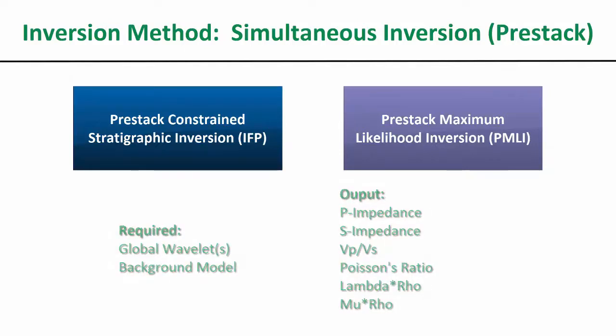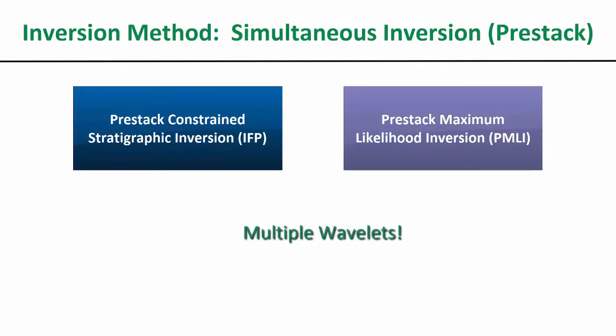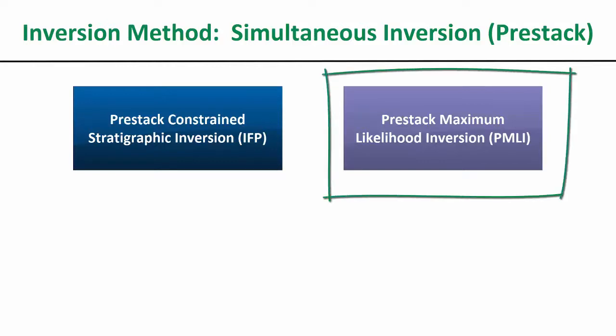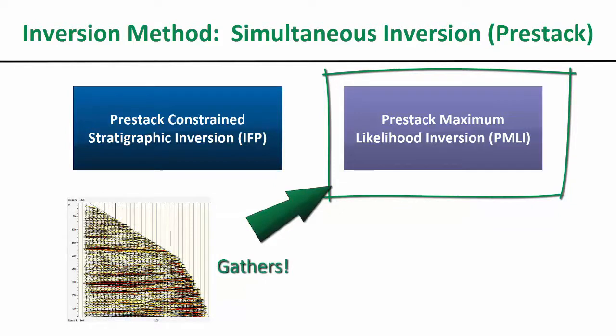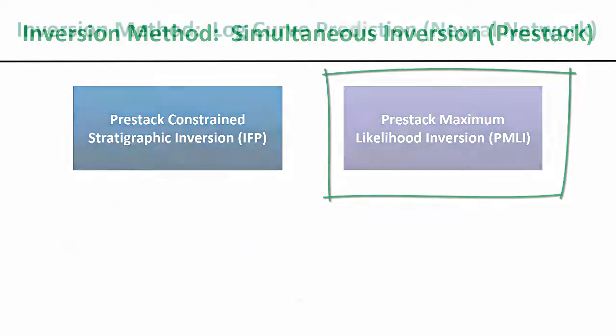Both of these methods can use multiple wavelets for different angle ranges or a single global wavelet. The pre-stack maximum likelihood inversion, or PMLI, enables you to use gathers as input and includes options for performing on-the-fly gather conditioning during the inversion process to optimize the input gather quality.